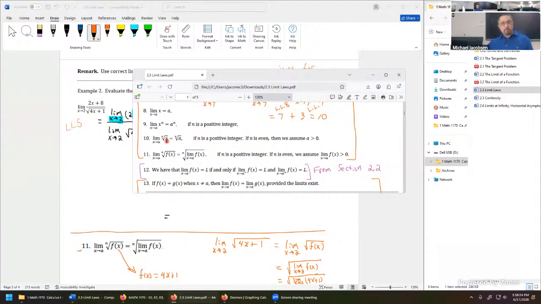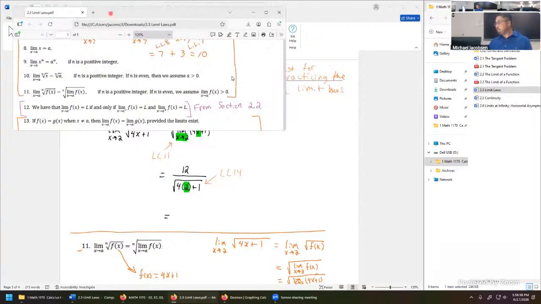But if our function is x plus 1 or 4x plus 1, f of x is now just a placeholder to say any function whatsoever whose limit exists. Does that make sense with that question there on limit law 11? Yeah, absolutely. Other questions so far?